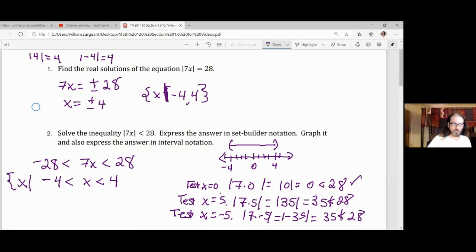Could add a little extra window dressing around that to get set builder notation. In interval notation, parentheses, negative 4, comma, 4, parentheses. Again, the parentheses because of no or equal to bar. And for short, here's a rule that we could apply anytime you've got an isolated absolute value less than or even less than or equal to a positive number.